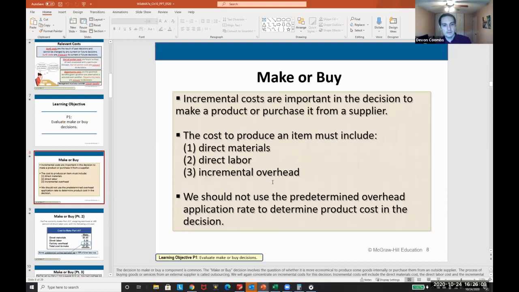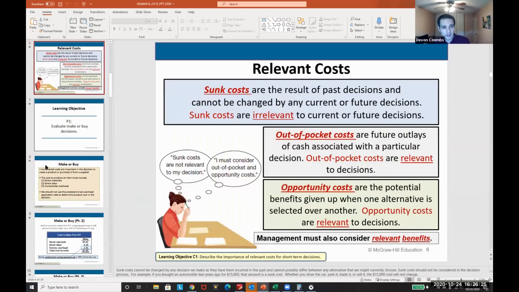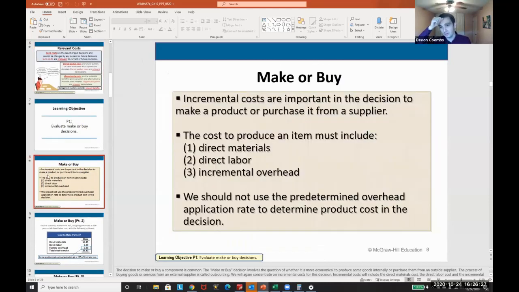We've all talked about that, but we shouldn't use, just a disclaimer, the predetermined overhead allocation rate to determine product costs in these decisions, because it's a rate that we made ourselves, right? And overhead costs, we assume, are a sunk cost, right? We're gonna have to have electricity for our building. Even if we don't build something, we're gonna have to pay some kind of utility bill, right? We're gonna have to pay some kind of lease. So overhead is generally a sunk cost. It's not really relevant to decision making.